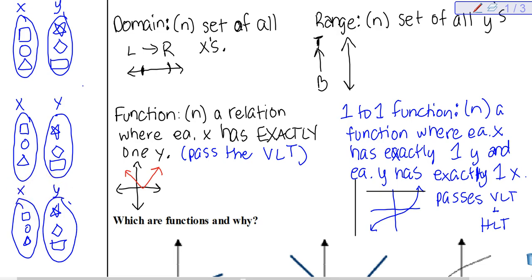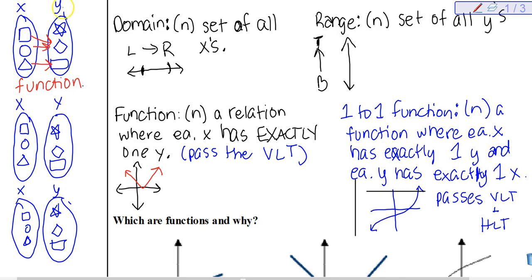All right, so here's what I want to do. I'm going to make some relationships between these X's and Y's, and I want you to tell me what kind of relationship it is. Is it a function, a one-to-one function, or it's not a function, it's a relation? What is it? Why is it not a function? Each X has one Y. How many Y's does this X have? 1. How many Y's does this X have? How many Y's does this X have? This is a function.